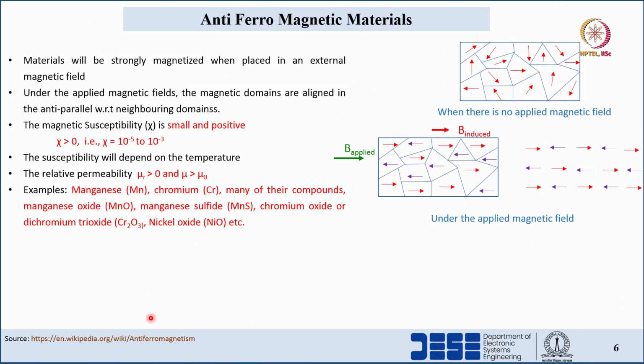Antiferromagnetic materials. When there is no magnetic field, all domains are unaligned, oriented in different directions. If we apply a magnetic field, there is an induced magnetic field in the same direction as the applied magnetic field, but the magnetic domains are aligned in an anti-parallel manner with respect to the neighboring magnetic domain. The induced magnetic field magnitude is very small. So, the susceptibility value is small and positive, and the mu r value is greater than 0, but almost negligible. The examples for this type of magnetic materials are manganese, chromium and many of their compounds like manganese oxide, manganese sulphide, chromium oxide and nickel oxide, etc.